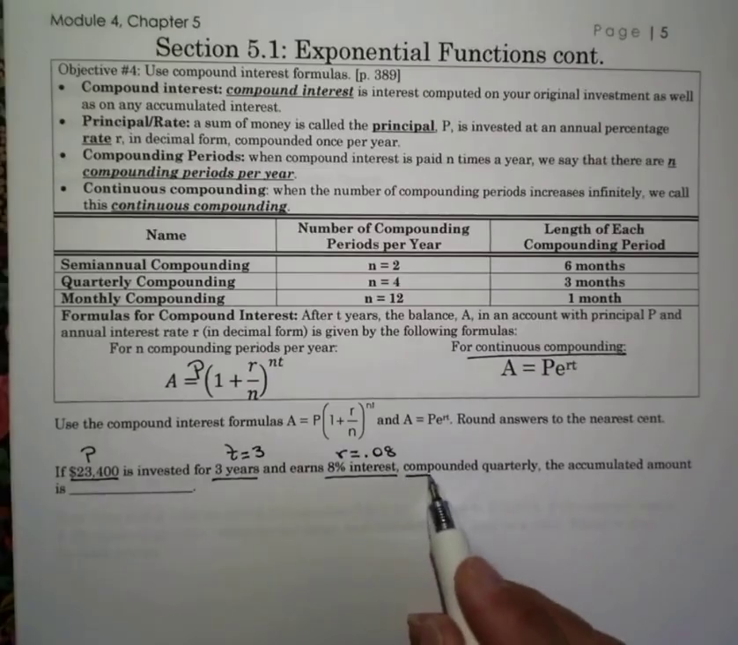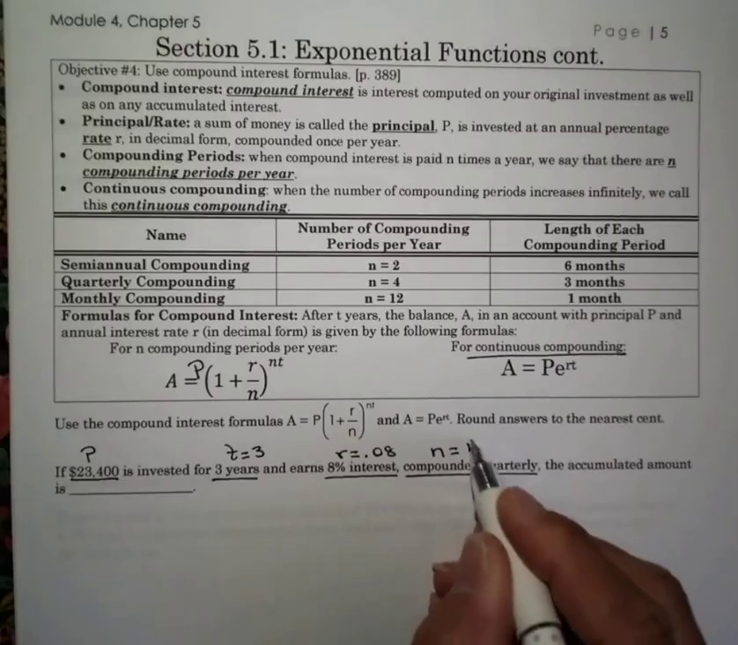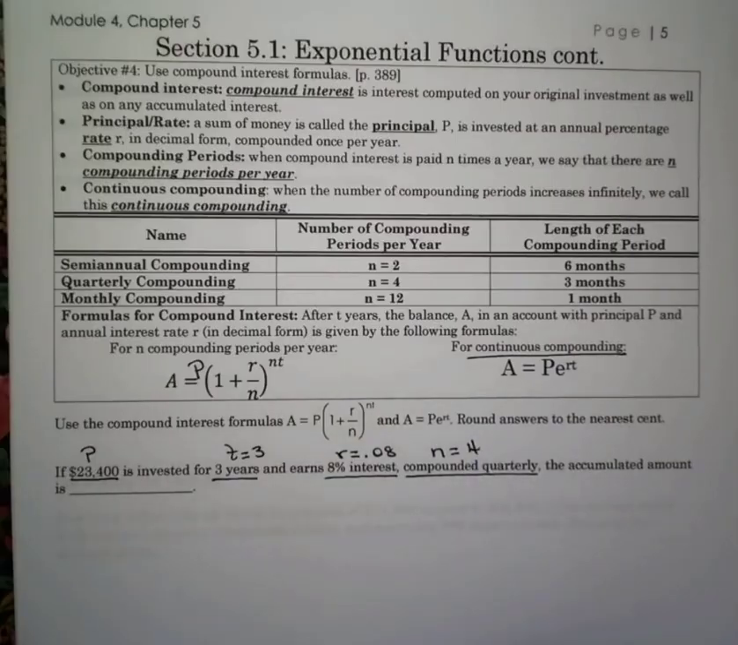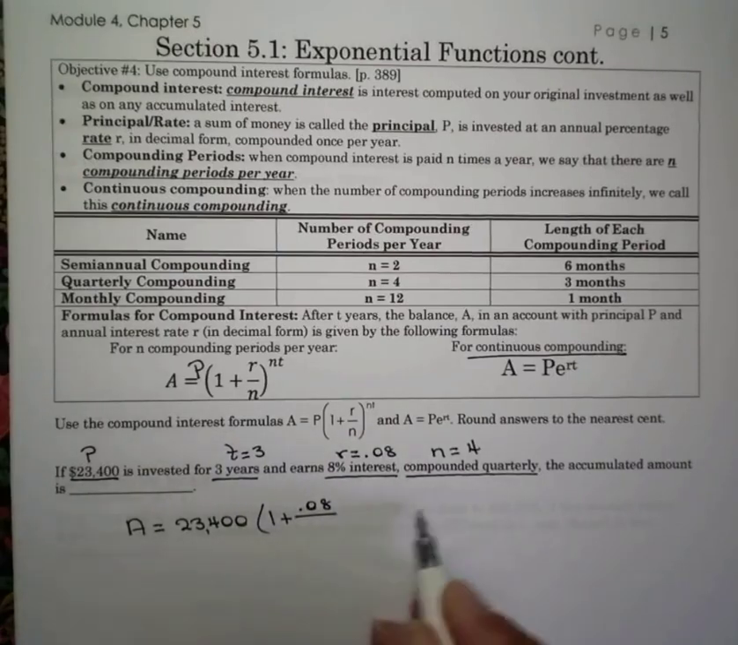And then it says compounded quarterly. That's where we get n. And quarterly is, of course, 4 periods per year. And then they want to know what the accumulated amount is. In other words, not what the interest is, but what's the total amount once you have this. So we just enter it into our formula, and we say that's going to be A is equal to the principal of 23,400, and it's going to be times 1 plus, and the rate is going to be 0.08 divided by the number of periods, which is quarterly, which is going to be 4.